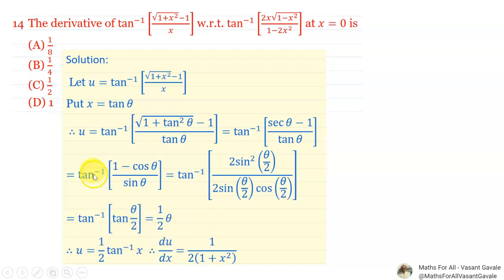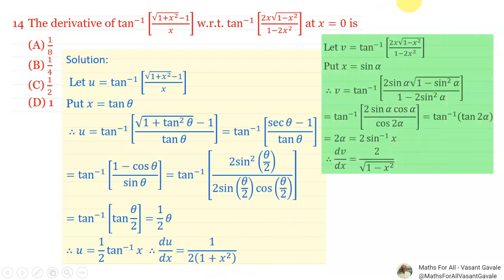And hence, you will get here u is equal to, but what is theta? Theta is tan inverse of x. Therefore, du upon dx is equal to the derivative of tan inverse of x, which is 1 upon in bracket 1 plus x square, into 1 by 2. Therefore du by dx is equal to 1 upon 2 times in bracket 1 plus x square.